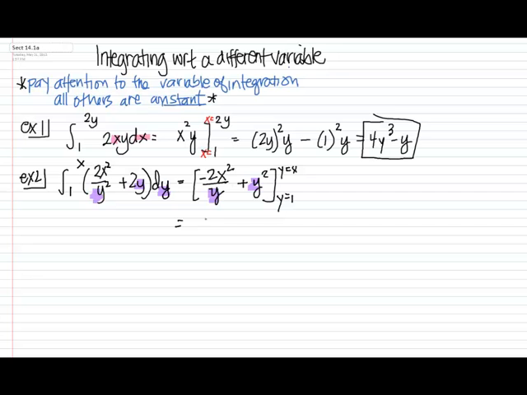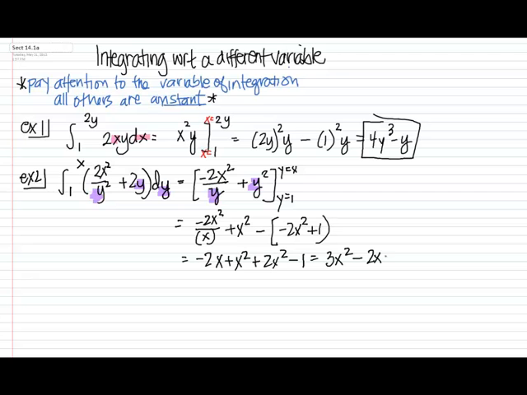So again here, pay attention that we're going to be plugging those values in for y. So when we do that, we have negative 2x squared over x plus x squared minus negative 2x squared plus 1. So simplifying this, I get negative 2x plus x squared plus 2x squared minus 1, which is 3x squared minus 2x minus 1.